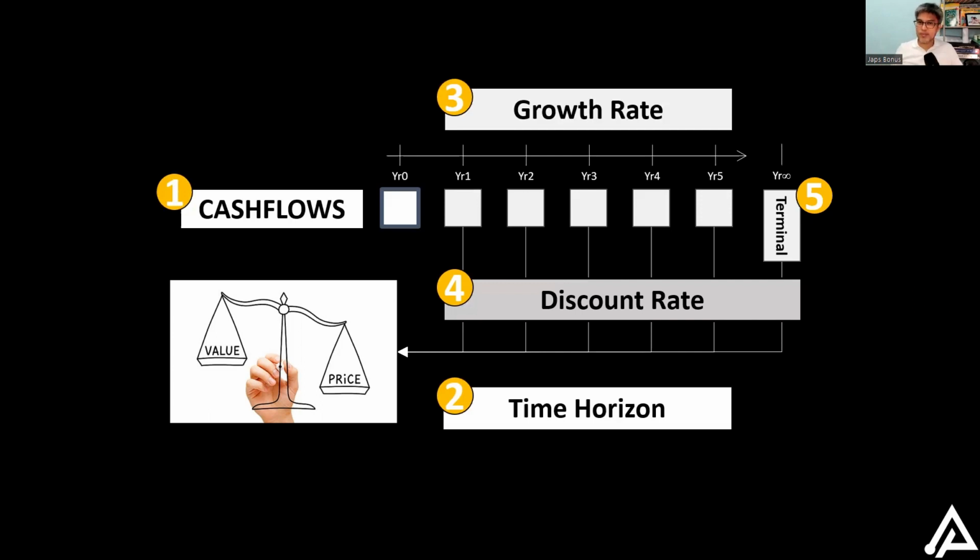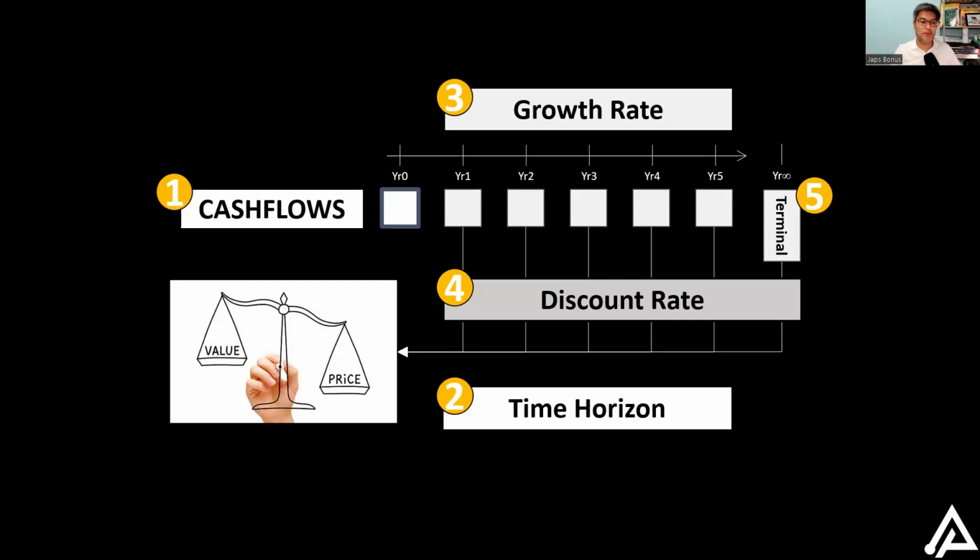If this were a debt instrument, ang terminal value mo would just be the par value or the principal amount. Which is, for example, if it's a 5-year loan, ang time horizon mo, 5 years, cash flow mo would be coupon plus principal at maturity.